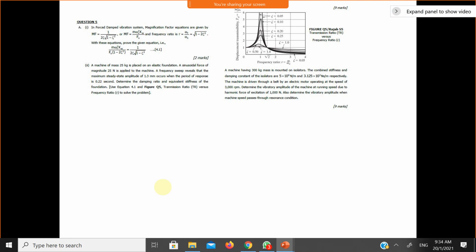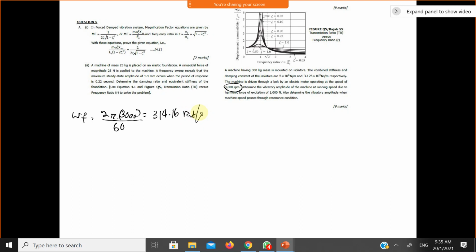Alright. So first is to find omega n. Find what is our omega f. Omega f is 2 pi N over 60. The 3000 given is omega f. So 2 pi times 3000 over 60, which is 314.16 radian per second. That is our omega f.